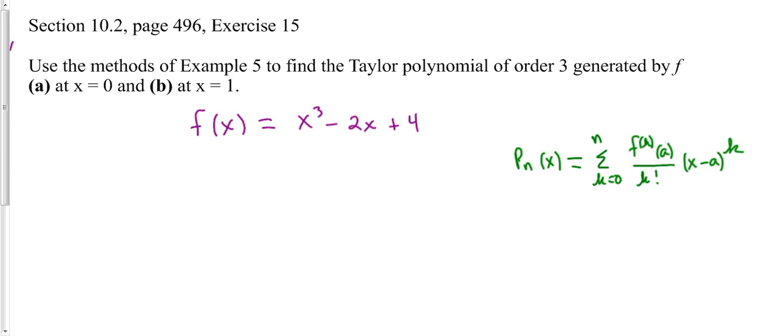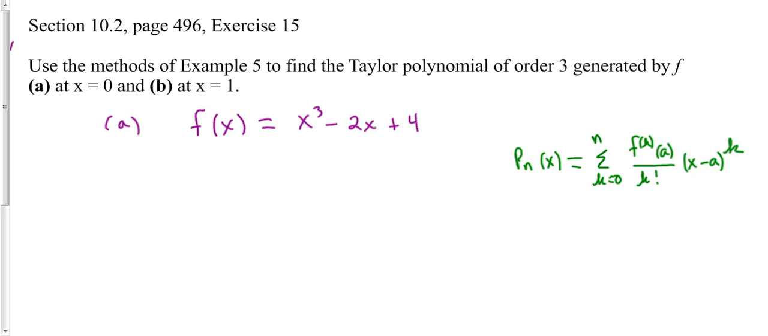All right, let's do section 10.2, page 496, exercise 15, which reads: use the methods of example 5 to find the Taylor polynomial of order 3 generated by f at a, x equals 0, and b, at x equals 1. Now we're very lucky because for part A, for the Taylor polynomial generated at x equals 0, our function, which is equal to x cubed minus 2x plus 4, is its own Taylor polynomial. So this right here is my answer to part A.